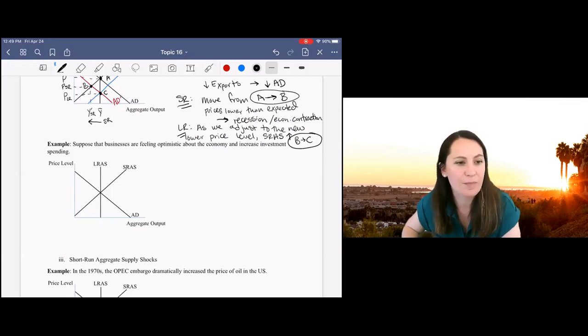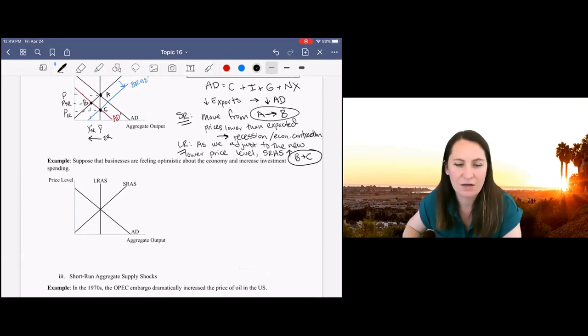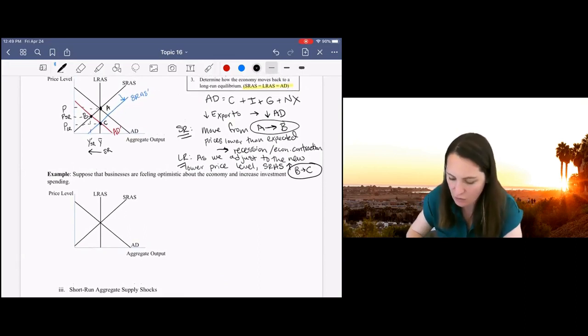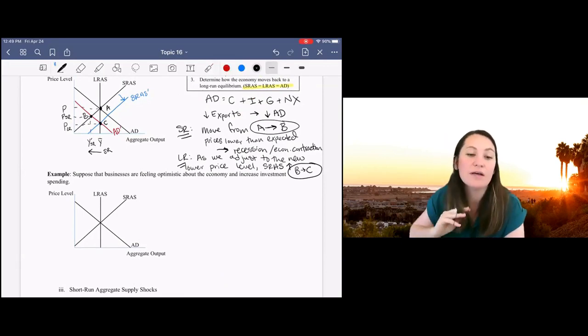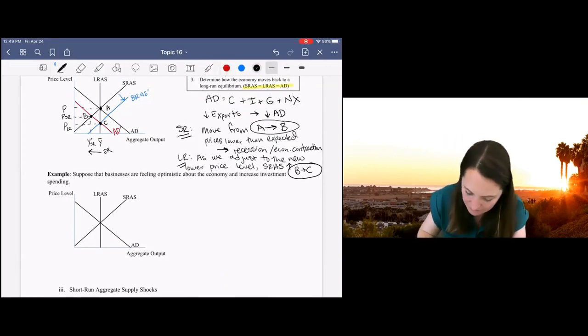The next example is, suppose that businesses are feeling optimistic about the economy and they increase investment spending. Which part of aggregate demand is this? Of course, it's investment, I. We have an increase in investment spending due to confidence in the economy. That's going to lead to an increase in aggregate demand. The first step here is to shift out aggregate demand.